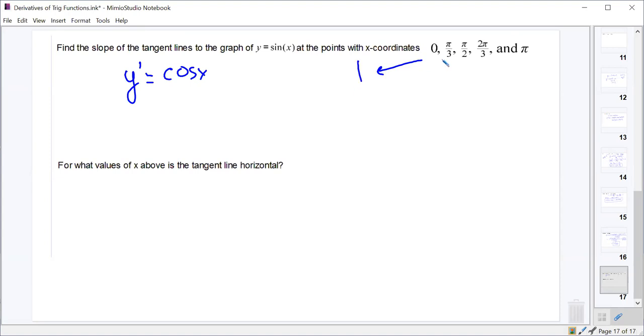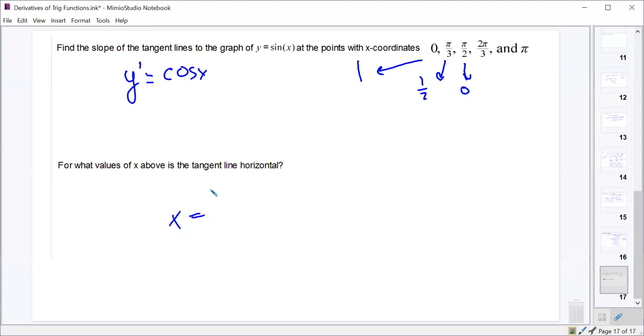And so at x equals 0, what's the slope of the tangent line? 1. And at pi over 3, the slope of the tangent line is... at pi over 3, what's the cosine of pi over 3? It's 1 over 2. All right. What's the cosine of pi over 2? Slope of the tangent line at pi over 2 should be 0. All right, so that's a place where the tangent line's horizontal, right?